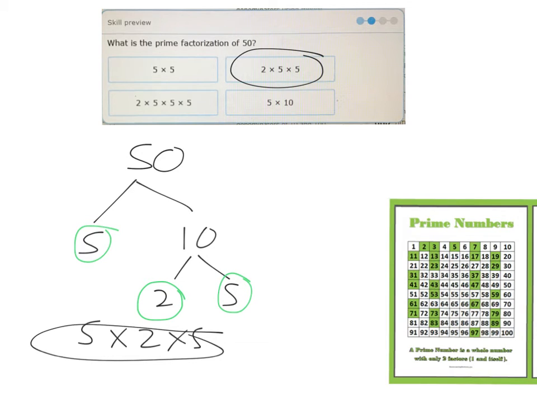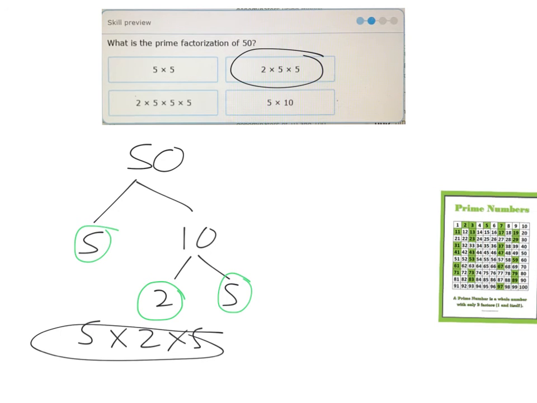Okay, but another question, Miss Cooper. When I was looking at 50, the first thing that came to mind for me was 2 times 25. There is another way to do it. I'll tell you now, you're going to end up with the same prime factorization, so it doesn't matter. But let's prove it to you.